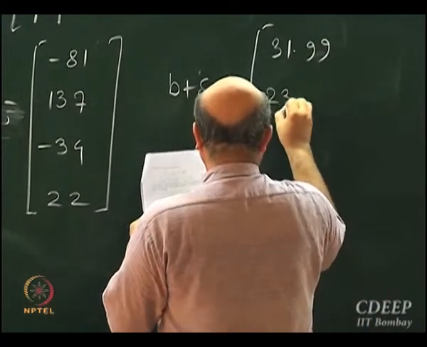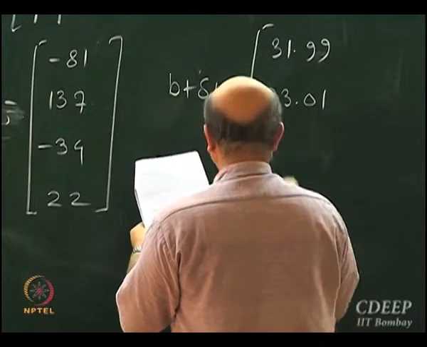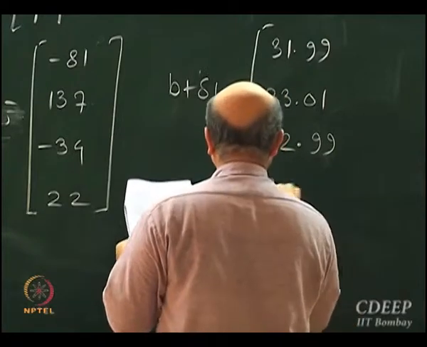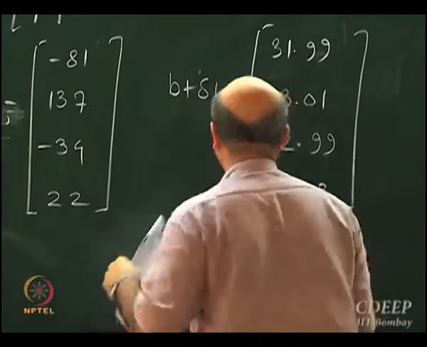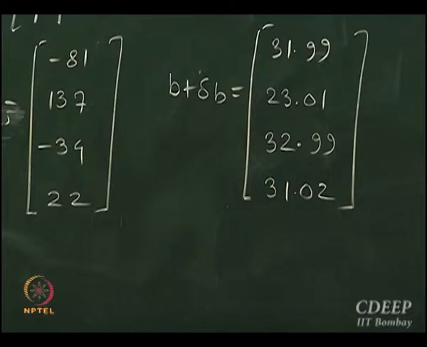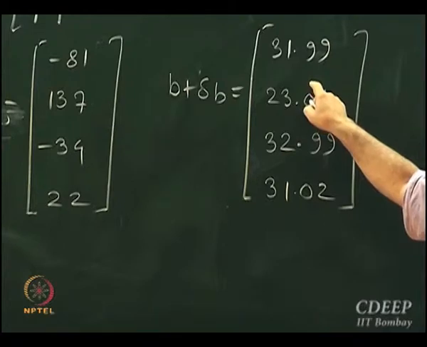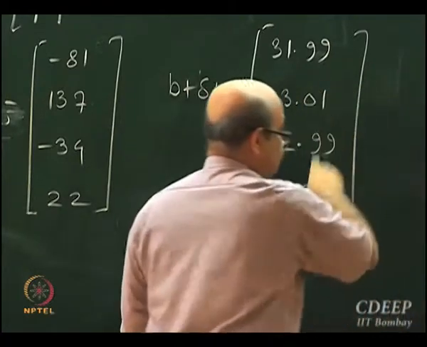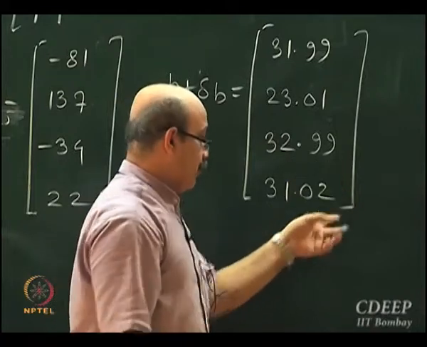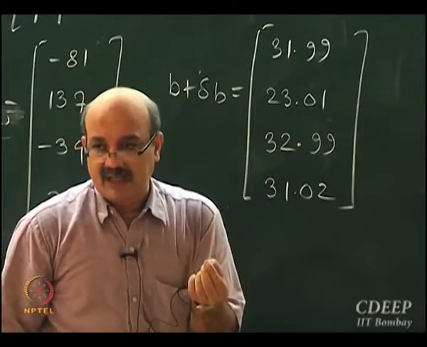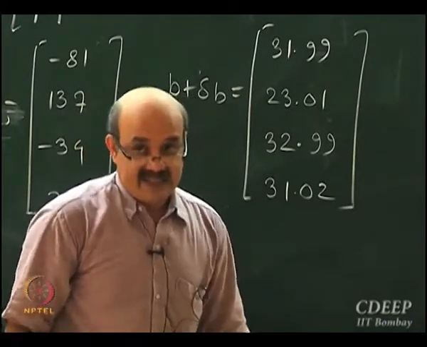31.99, 23.01, 32.99. Look at the original b vector, it's 32. I have perturbed this side by minus 0.01, this side by plus 0.01, this is minus 0.01, this is 0.02. A very, very small perturbation on the right hand side. How does x change?